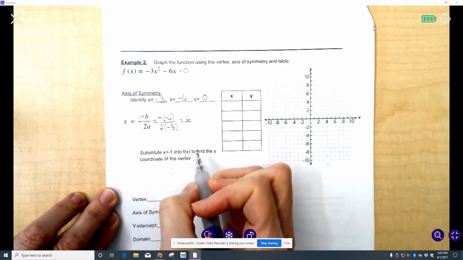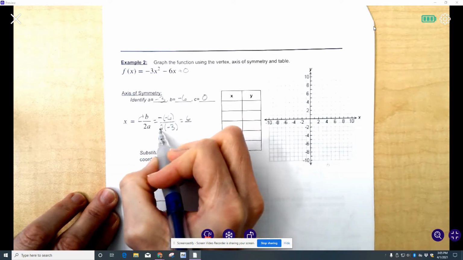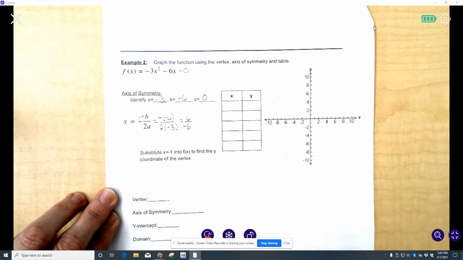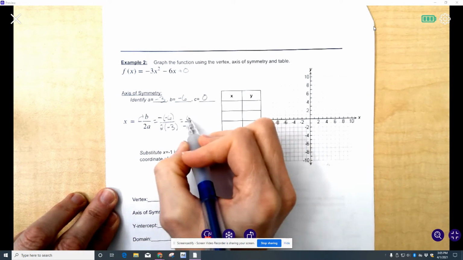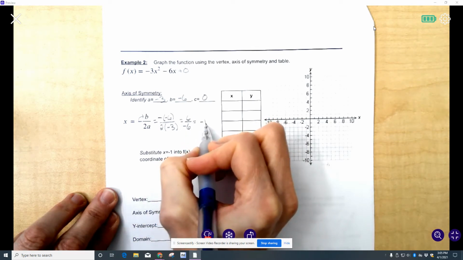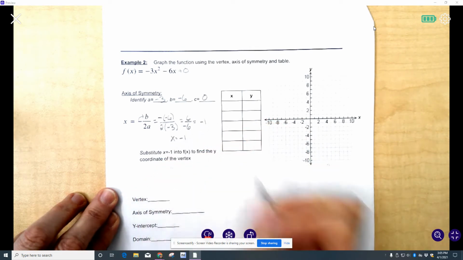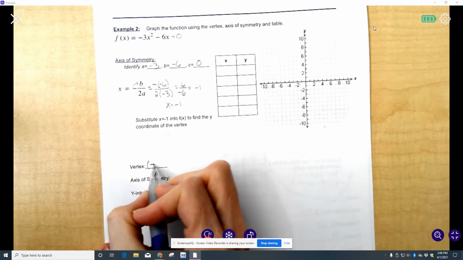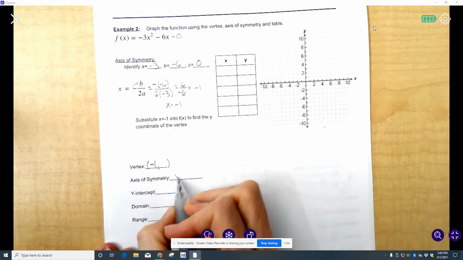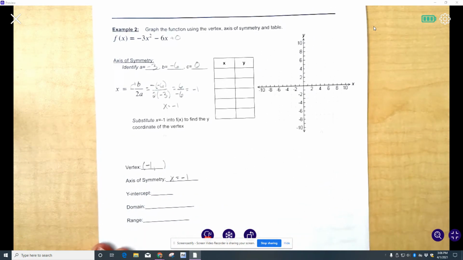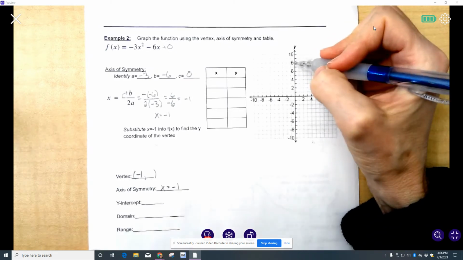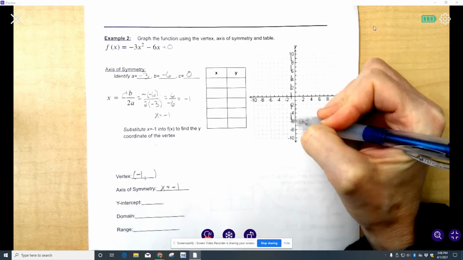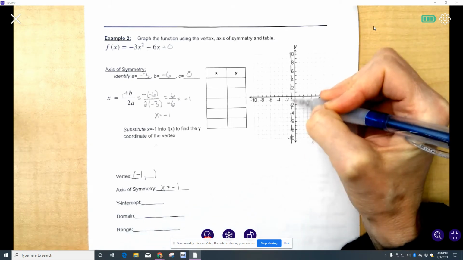So I get +6 in my numerator. Positive times a negative is a negative. 2 times 3 is 6. -6 in my denominator. 6 divided by -6 is -1. So I get x equals -1 again. That's just coincidence. You won't always get x equals -1. So half of my vertex is -1, and my axis of symmetry is x equals -1. So I could go over here and draw my axis of symmetry right now. It's the vertical line that passes through x equals -1.